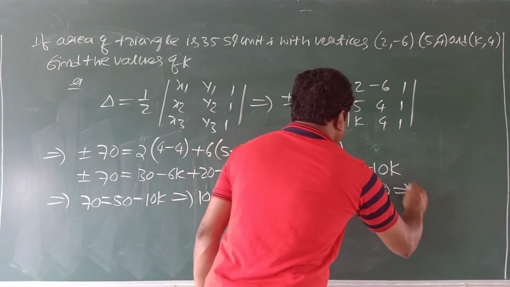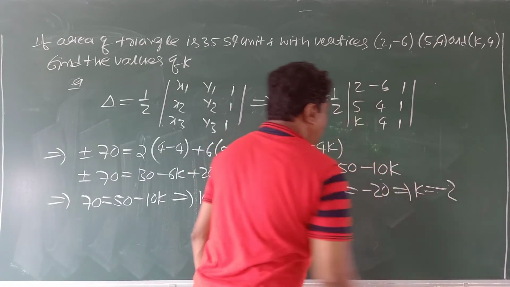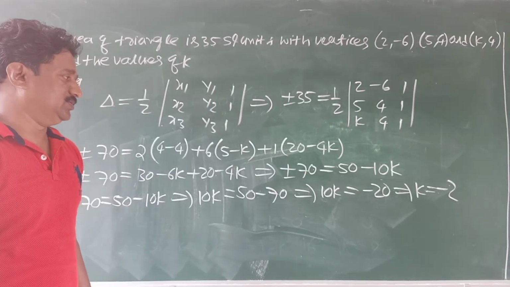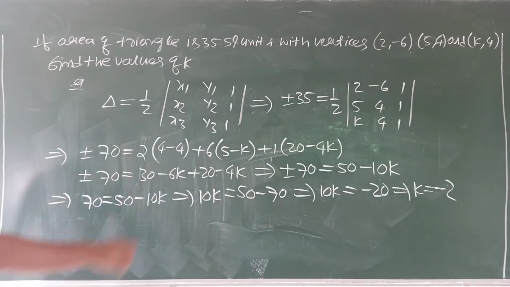Minus 20. And tell me the k value. I think it is minus 2. K is minus 2. So one more. Let us find one more k value.